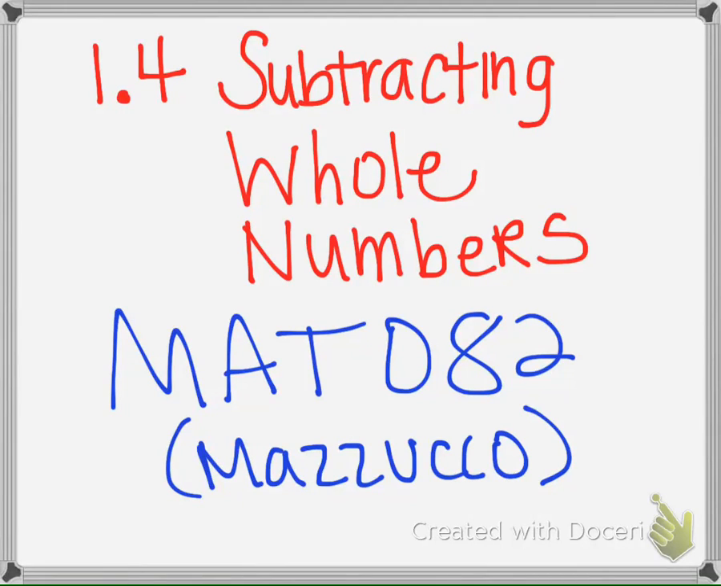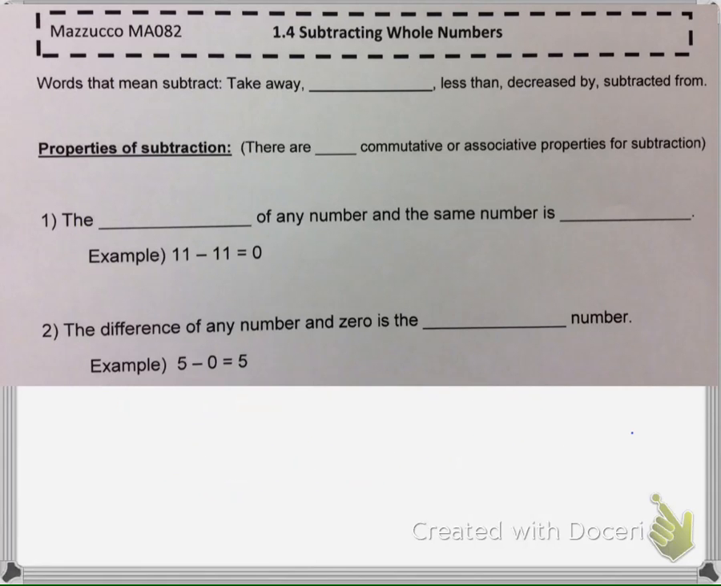In this lesson, we're going to learn about subtracting whole numbers. So we should know right now that whole numbers means we're only subtracting with numbers like 0, 1, 2, 3, 4, and so on. Some vocabulary words that mean subtract: take away, difference. If we find the difference between two numbers, we're subtracting. Less than, decrease by, and subtracted from are all keywords for this symbol here, subtraction.